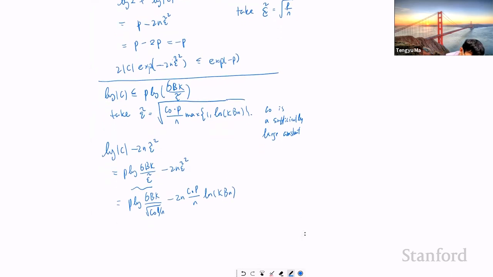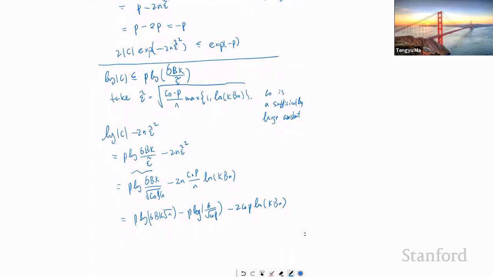Right, so you get this, and then I guess the first term becomes log 6b kappa. You expand the first term, square root C0 p. I'm decomposing the first term into 6 over C0 p minus C0 p log kappa bn.